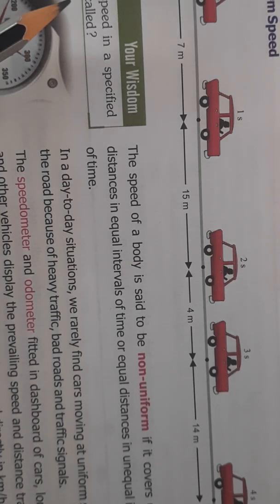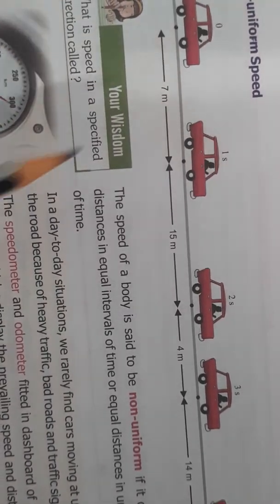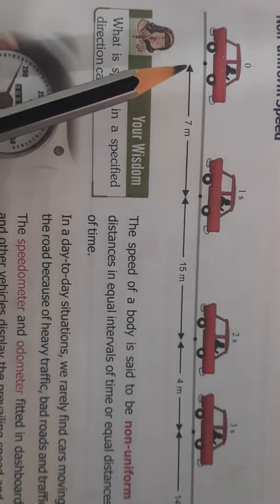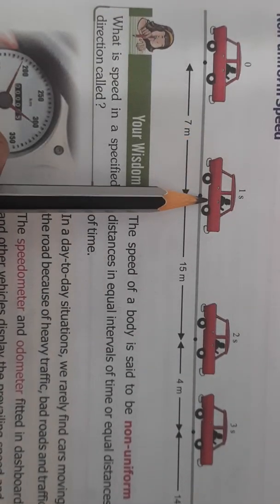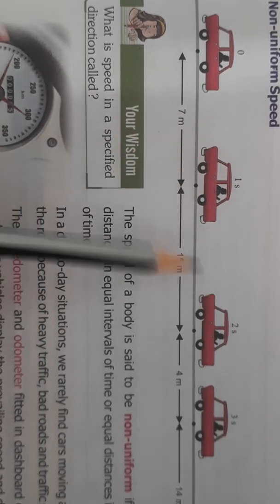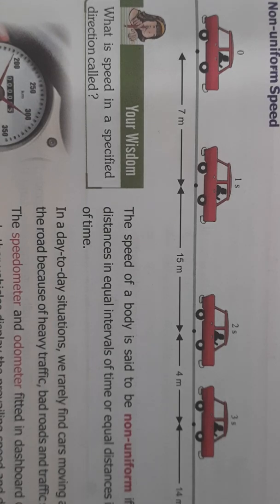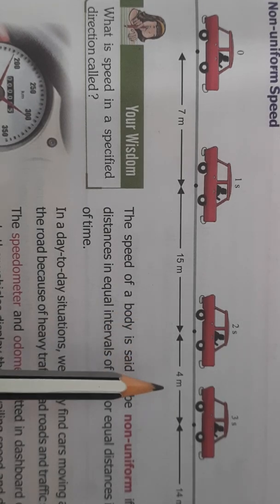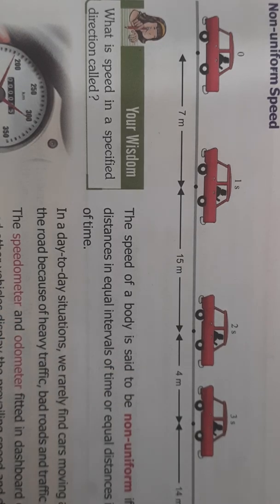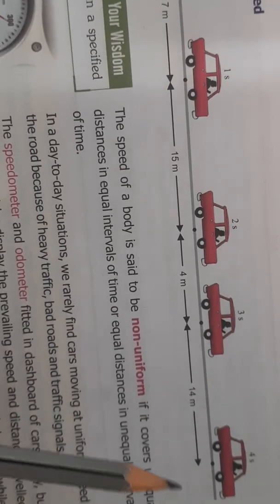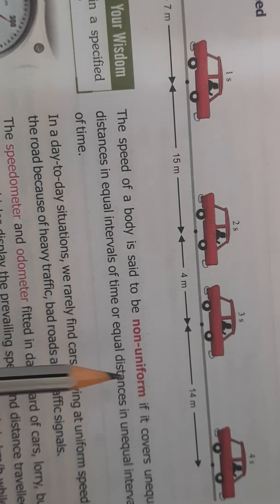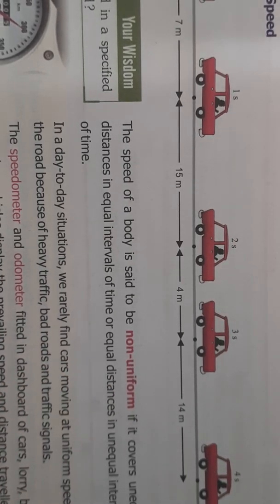Okay, see here it is given. You can look at the figure and you can see very easily how the car is moving. In the first second, the car has traveled 7 meters. Then in the second second it has traveled 15 meters. So that means it is not constant. Then in the third second it has traveled only 4 meters. Then in the fourth second it has traveled 14 meters. So that means the speed is said to be non-uniform.